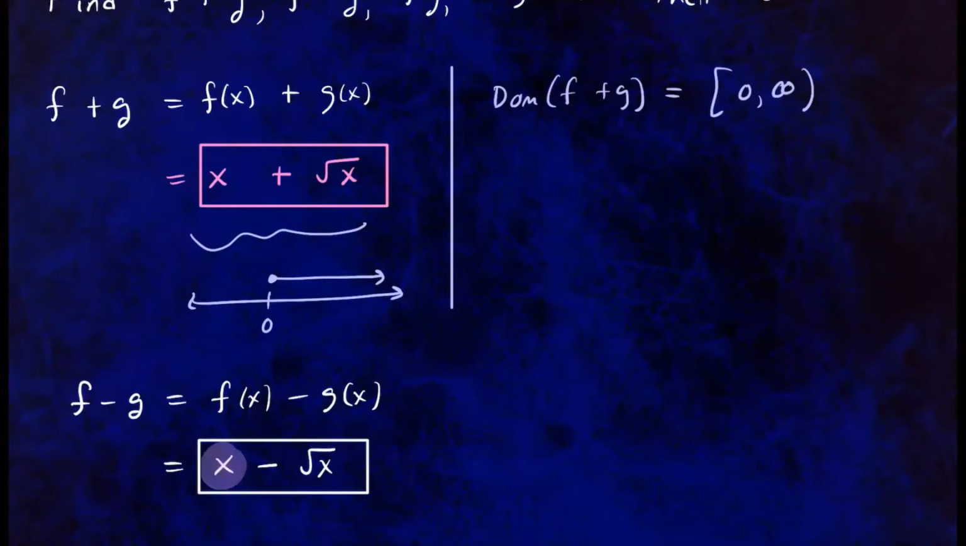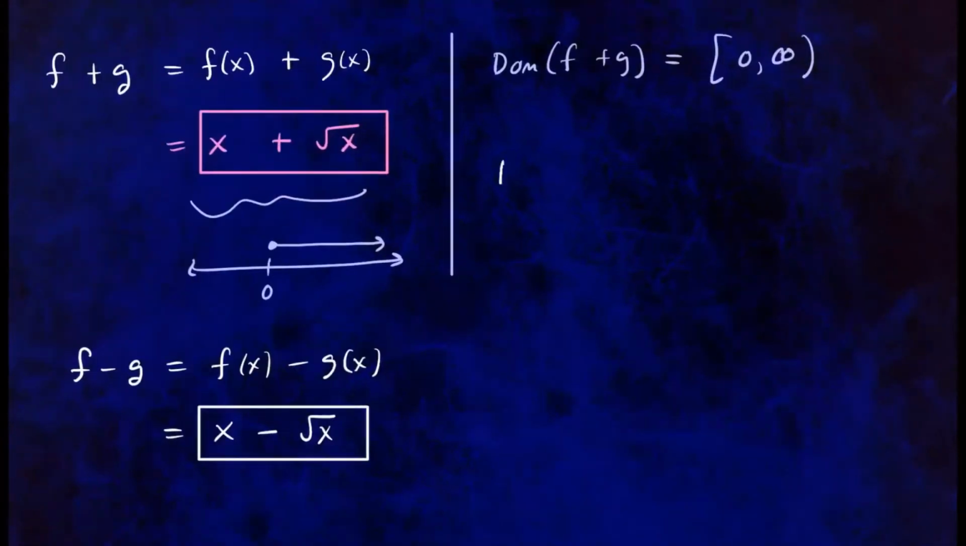Now the domain, again, where both of them make sense. Domain of this is all real numbers. Domain of this is from 0 to infinity. So they both make sense together from 0 to infinity. So the domain for f minus g will still be 0 to infinity, because that's where the two formulas make sense.